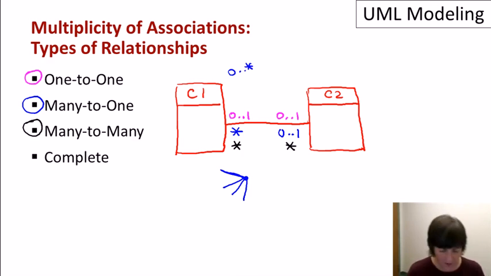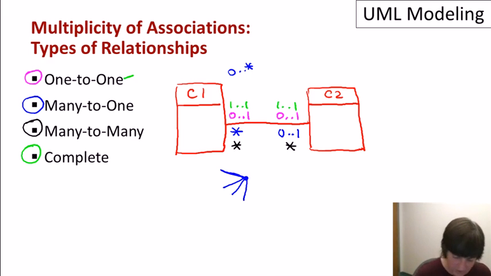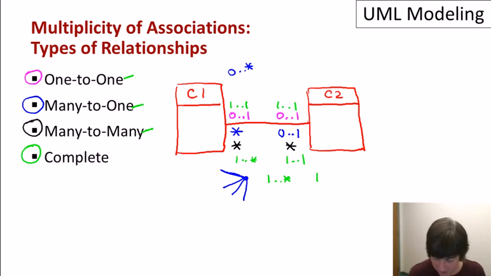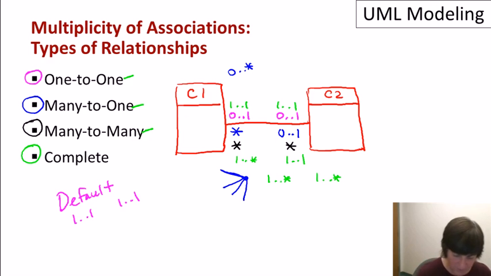Pretty simple. And the last concept is the idea of complete relationships. A complete relationship is complementary to these others. It says that every object must participate in the relationship. So we can have a complete one-to-one, and that would be 1..1 on both sides. We could have a complete many-to-one, and that would be on the left side 1..star, and on the right side 1..1. And finally, a complete many-to-many would be 1..star on each side. As a reminder, the default, if we don't specify the multiplicity, is a 1..1 on both sides. So that would be a complete one-to-one relationship.